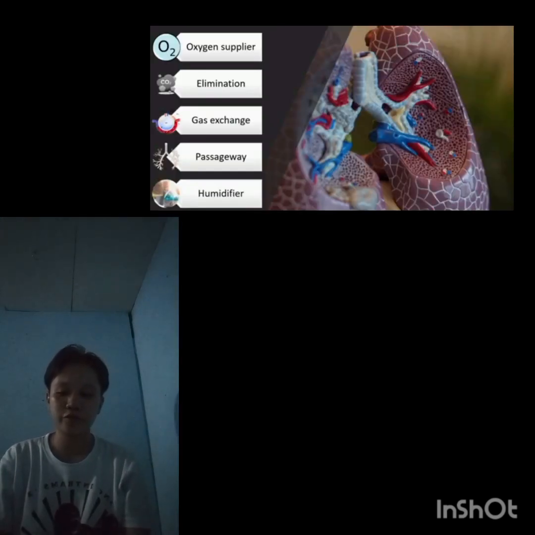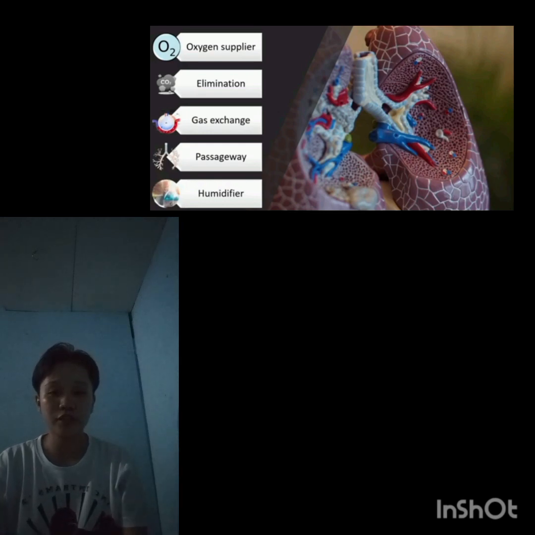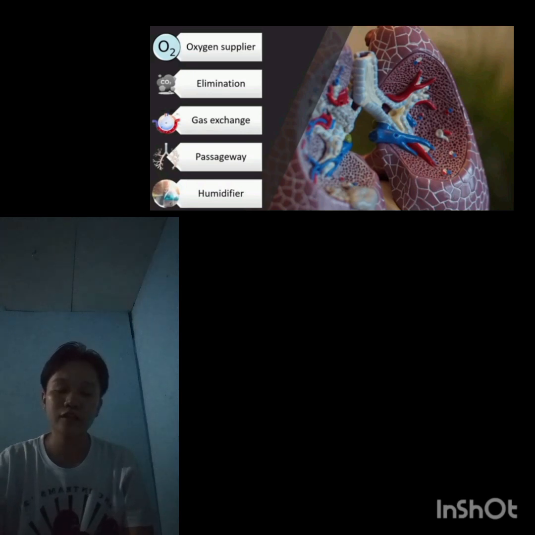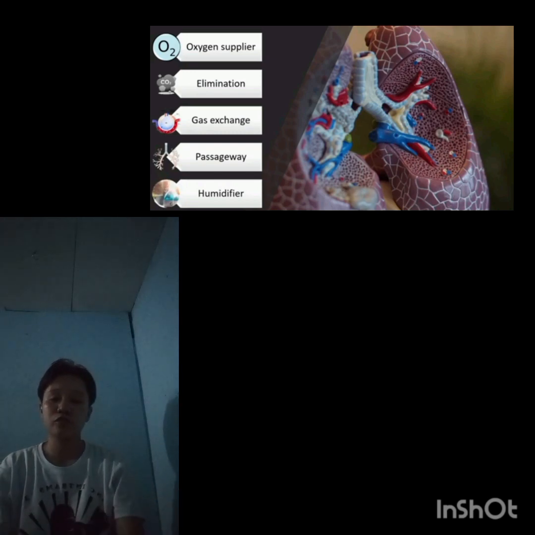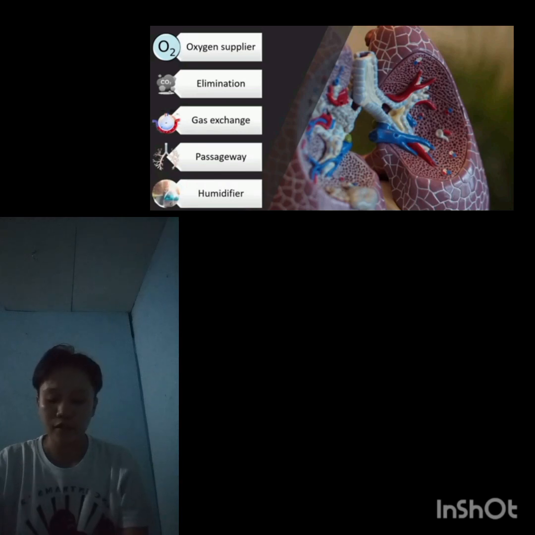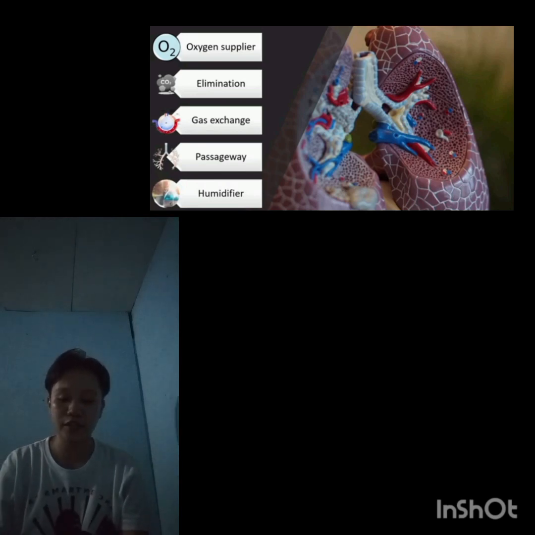Functions of the respiratory system. So first is the oxygen supplier. The job of the respiratory system is to keep the body constantly supplied with O2 or oxygen. So it is important nga kanang constantly supplied o oxygen ang atong lawas para ang cells atong lawas kay mag-function. So second is elimination. So unsa may eliminate? So eliminating of carbon dioxide during the exhalation.